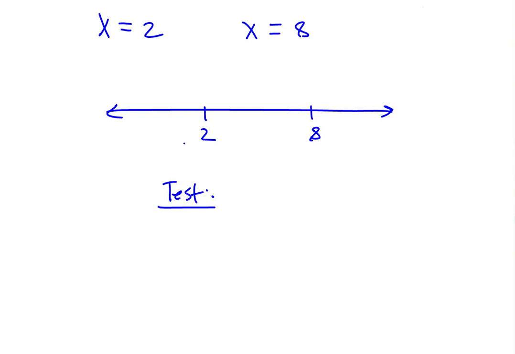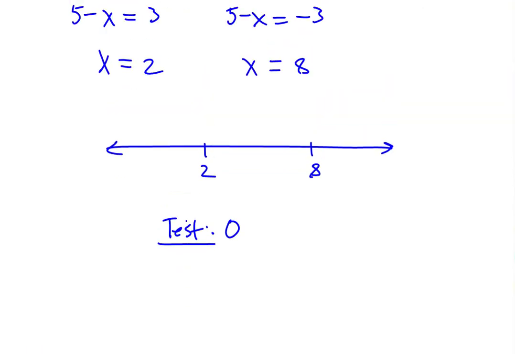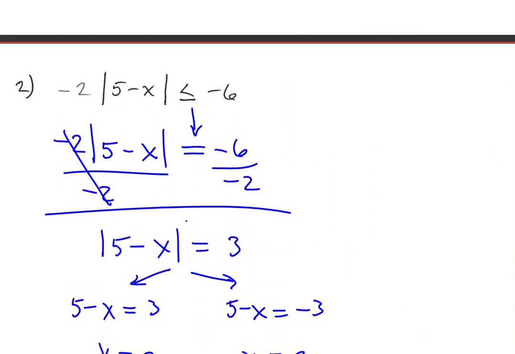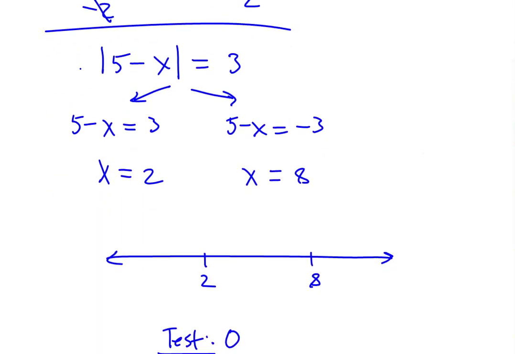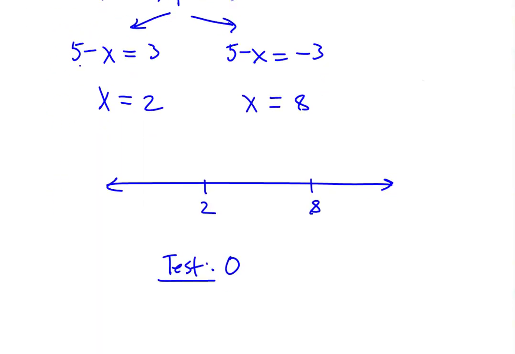To the left of 2, remember you could pick anything. You could pick 1, you could pick 0. I like 0, it's easy to test. Of course, to test it, we're plugging it into the original. Because we left it without dividing by the -2 right away, it's a little more to plug in and test, but it works just fine. So we plug in 0 and get -2 times the absolute value of 5 minus 0, less than or equal to -6. So that's literally the original problem, but now plugging in 0.